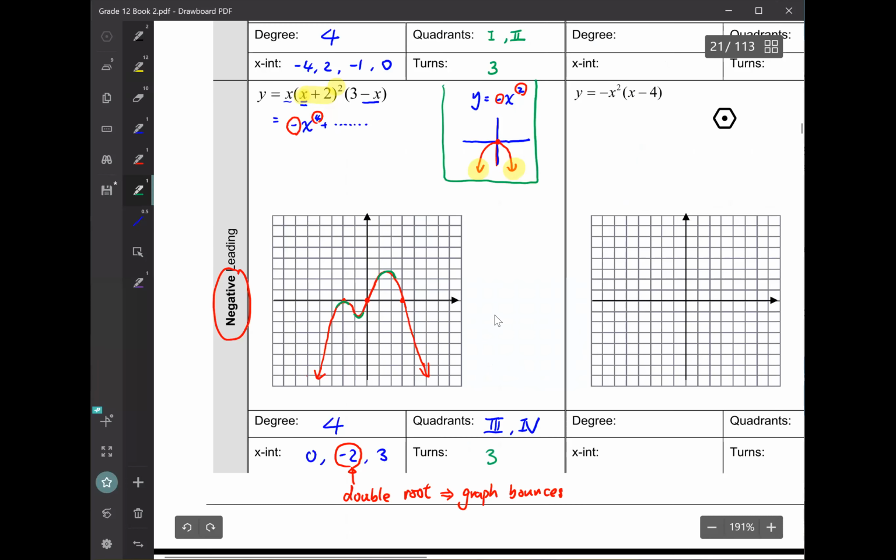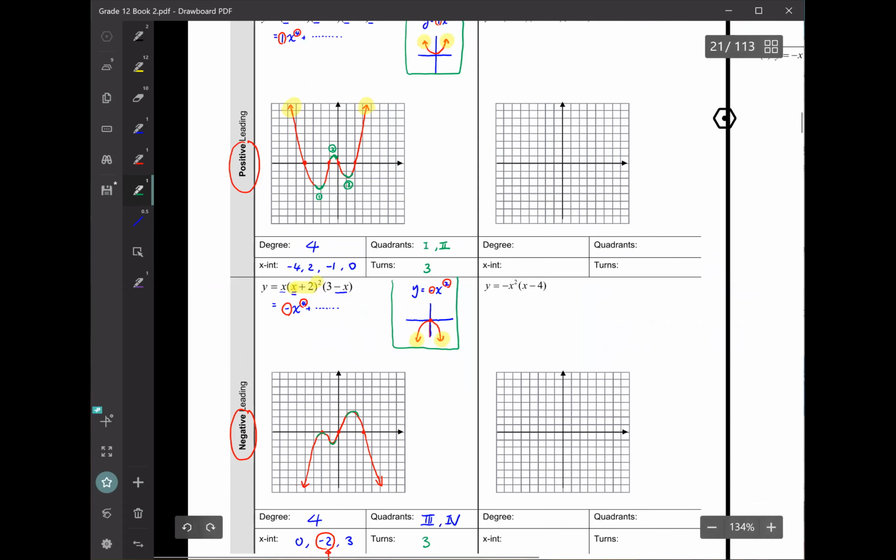All right, so any questions so far? Can we move on to odd degree? Can you raise your hand if you have no questions so far? Okay, so you'll know how to tell the bounce, right? Make sure it's a double root. It has a square, then you get a bounce. So let's look at odd degree now.